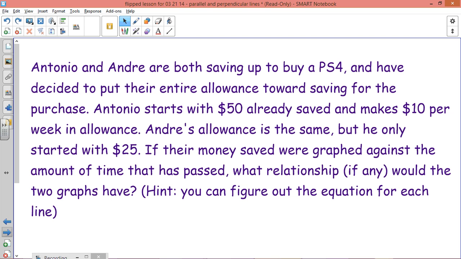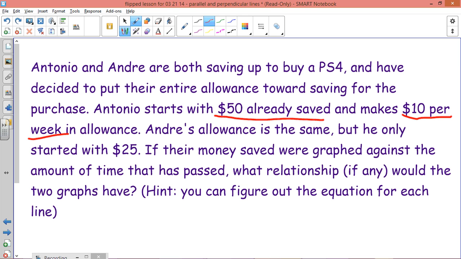Let's do one question to sum this up. Antonio and Andre are both saving up to buy a PS4 and have decided to put their entire allowance towards saving for the purchase. Antonio starts with $50 already saved and makes $10 per week in allowance. You know what I'm going to do? I'm going to stop reading. I already know that I have $50 already saved, $10 per week. That's my rate. I'm going to write the equation for Antonio.